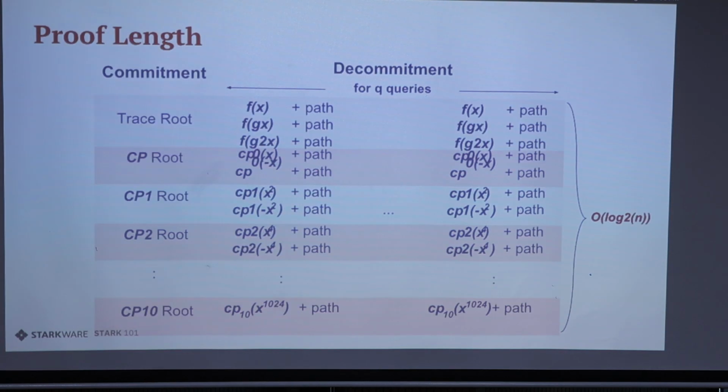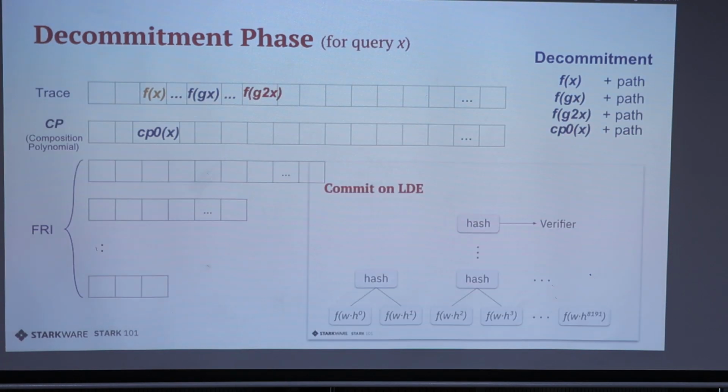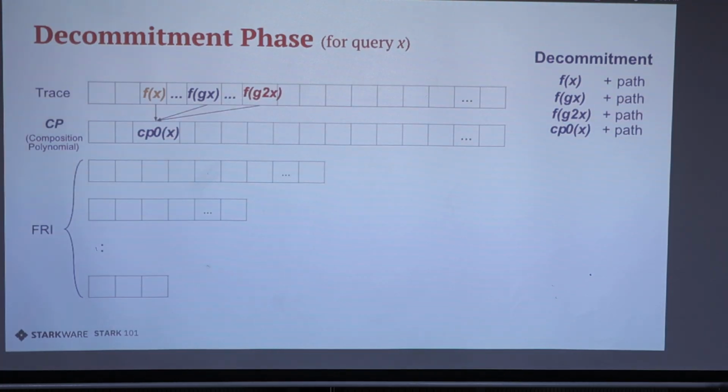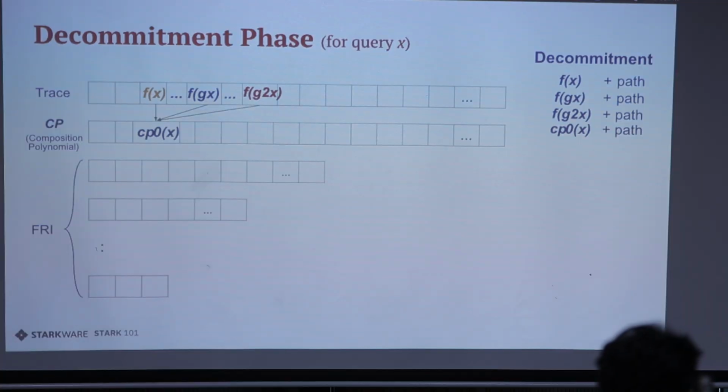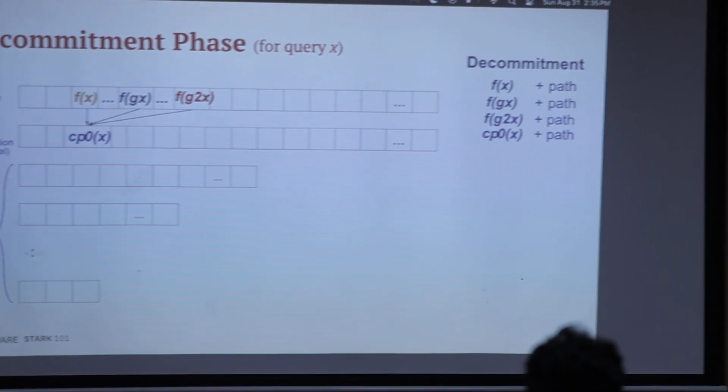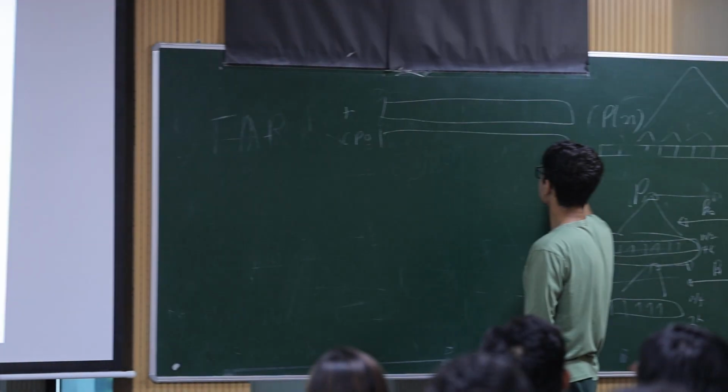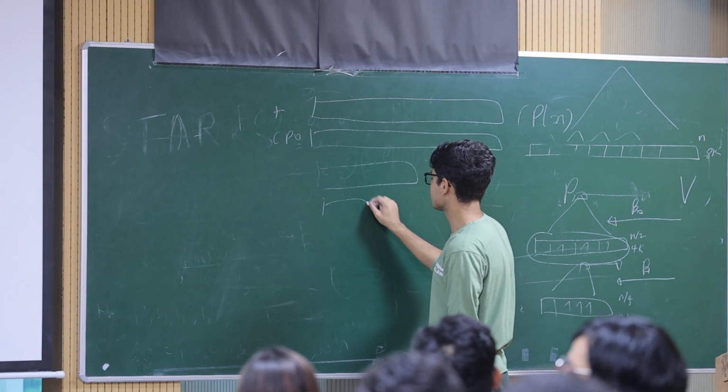Great. Okay, so that's all, but I feel like you haven't really understood where the security comes from in this protocol. So why don't we try to break this protocol, and then we can discuss where the security actually is. So here's what I'll do. I'm going to remove this. This is the trace. This is CP0, and so on and so forth.